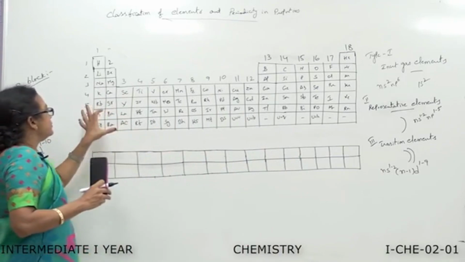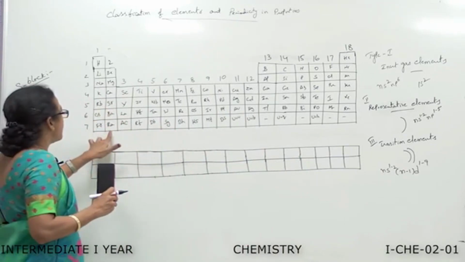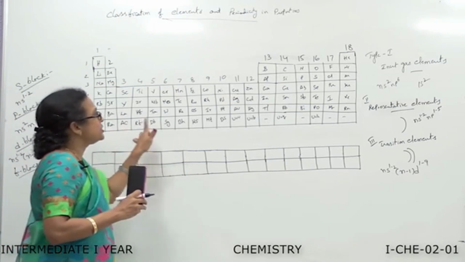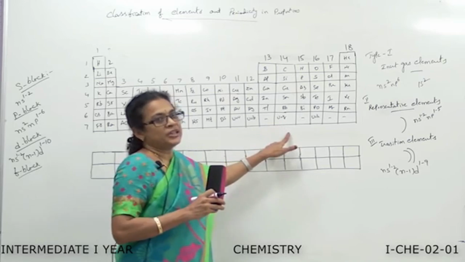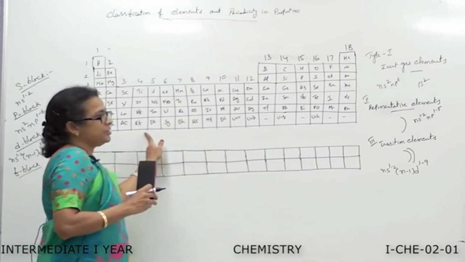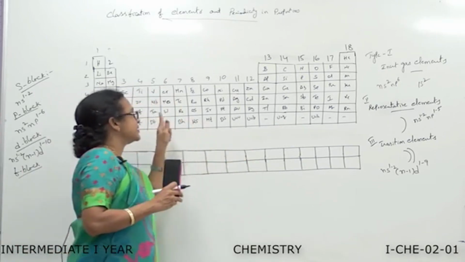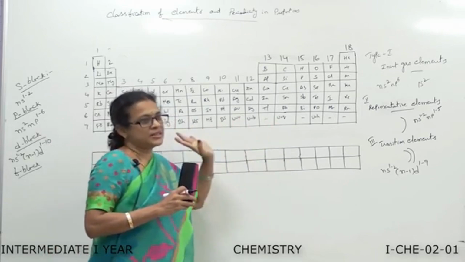In this, they act as a bridge from active s block elements to less active group 13 and 14 elements. There is a gradual change in their properties. Hence, these elements are called transition elements.